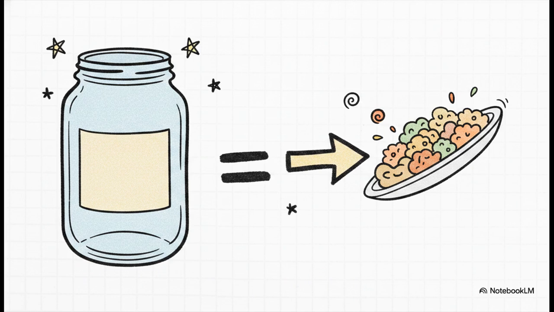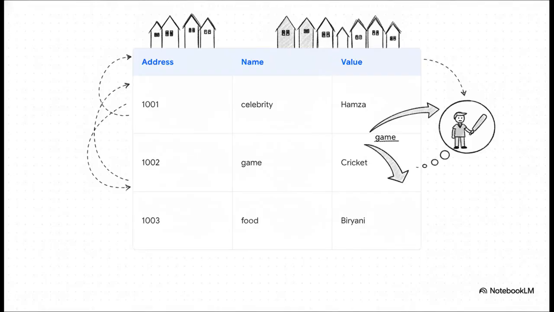So let's see what this actually looks like in code. We create our labels, use an equals sign to essentially open the jar, and then we put our spice, our value, on the right. Here, we're storing Hamza as our favorite celebrity, cricket as our favorite game, and biryani as our favorite food. Now, whenever we ask Python for our favorite food, it knows exactly where to look to hand us that biryani. But what's actually happening behind the scenes inside your computer when you do this?